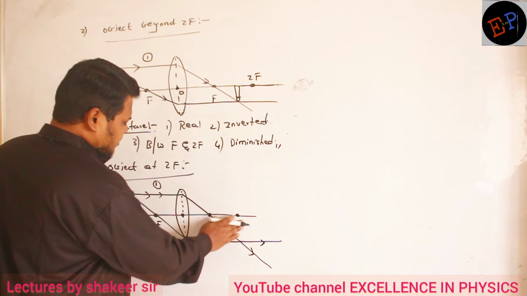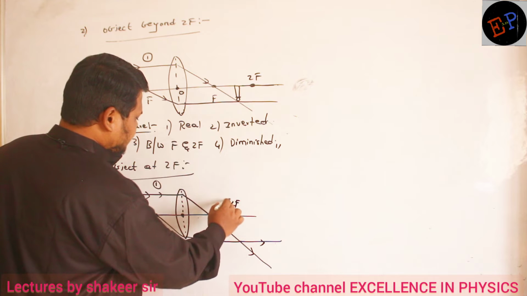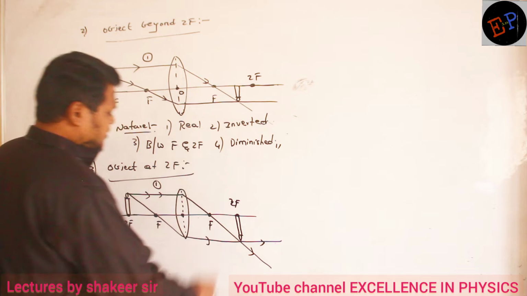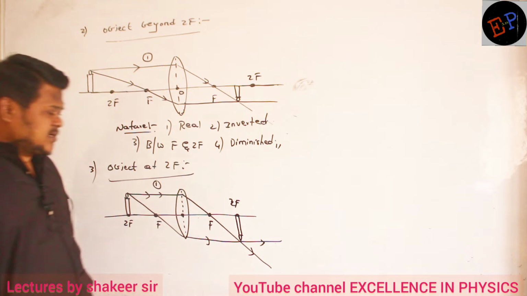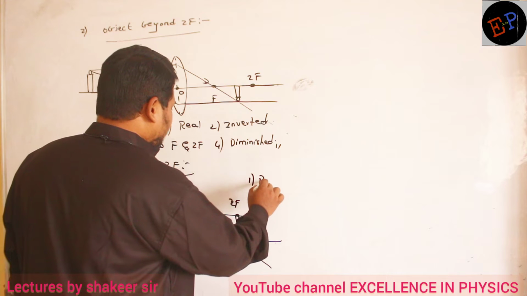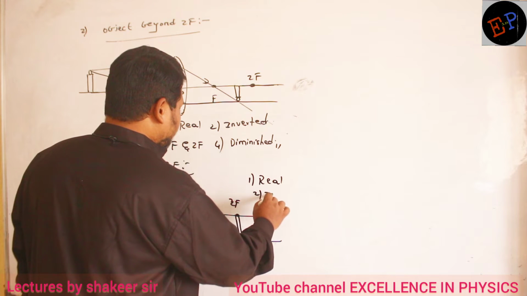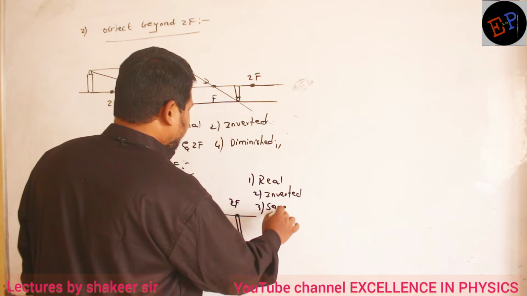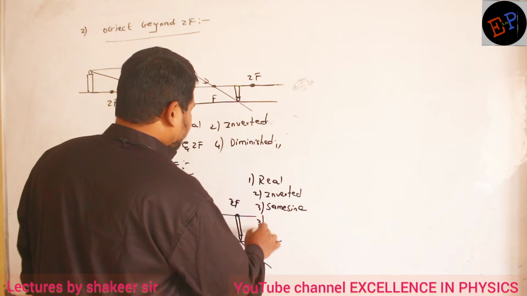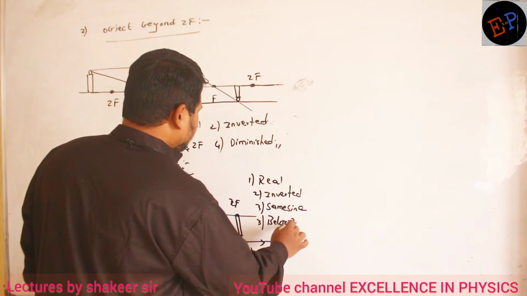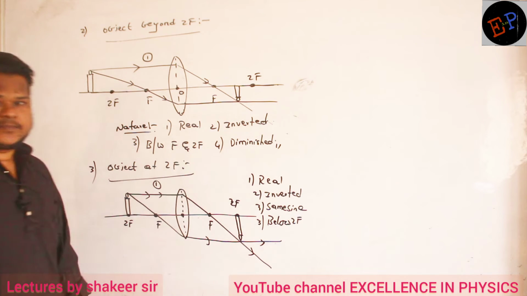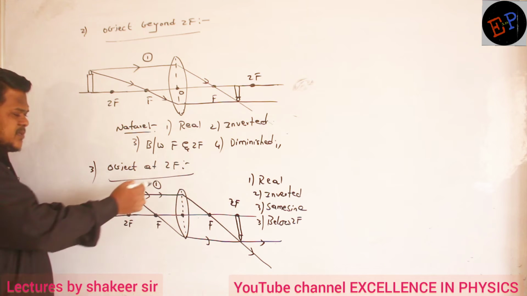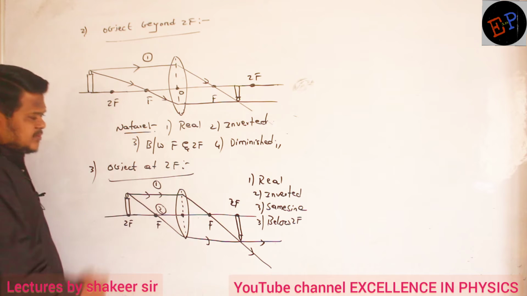So where will the image be created? The image will be created exactly below 2F. So this is how the image will be created. Clear? And what is the nature of the image? Definitely a real image, inverted image, same size. Next. So below 2F, on the other side. It is not formed on the same side, but it is formed on the other side. So this is representative ray number 1, this is representative ray number 2.